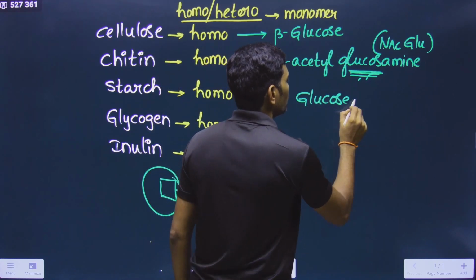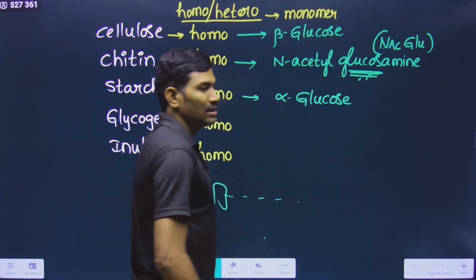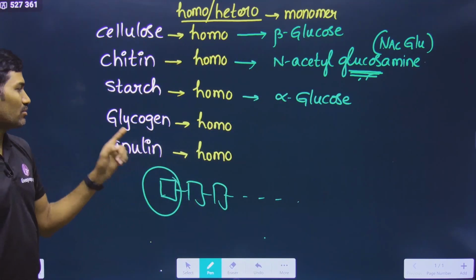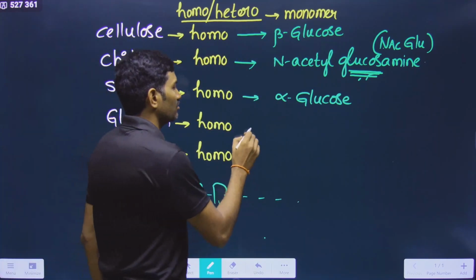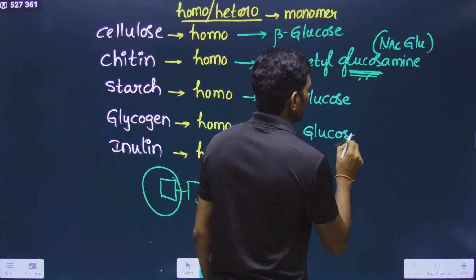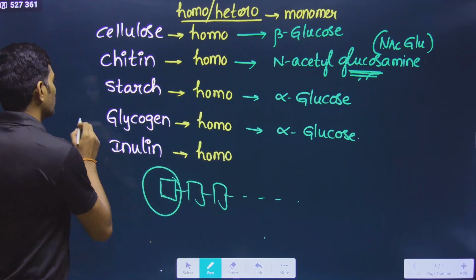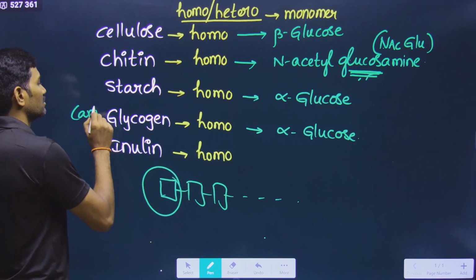Next one. In the case of starch, at least you know about this. Here also it is glucose. But in the case of starch, it is alpha glucose. Next one is regarding glycogen. In the case of glycogen also it is alpha glucose. That's why glycogen is also called animal starch.